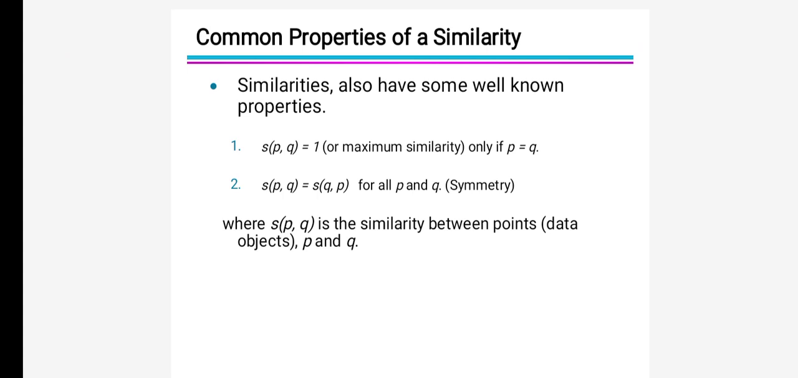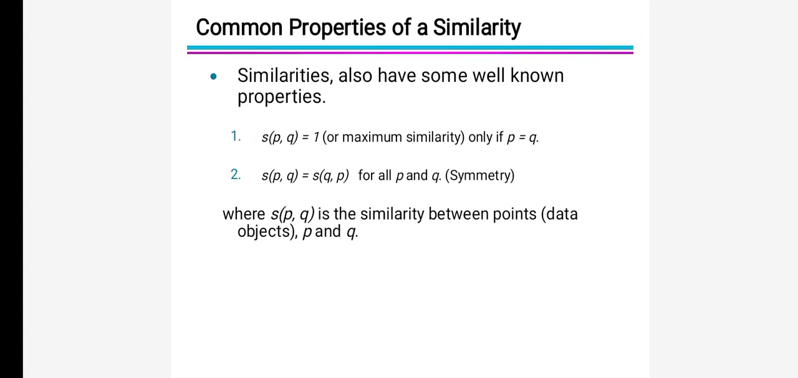Now we shall discuss the common properties of similarities. Similarities also have some well-known properties: s(p,q) is equal to 1, maximum similarity, only if p is equal to q. Second, s(p,q) is equal to s(q,p) for all p and q, that is the symmetry. Where s(p,q) is the similarity between data objects p and q, in which we discuss symmetry and maximum similarity, which is called definiteness.